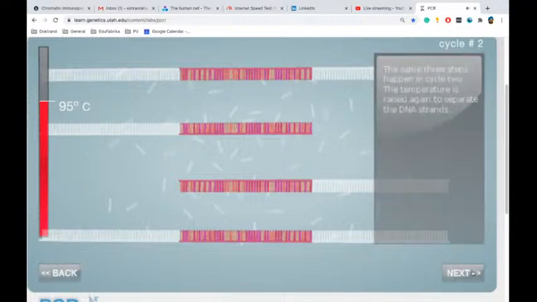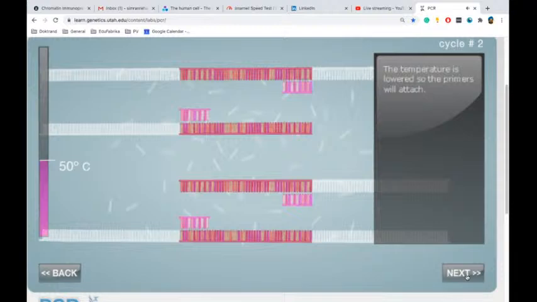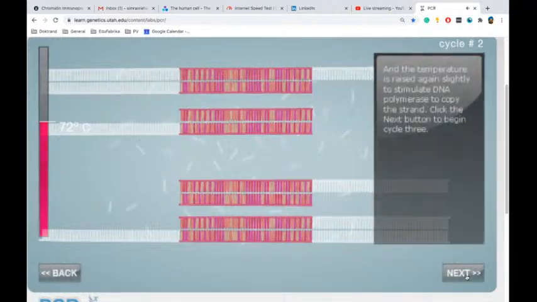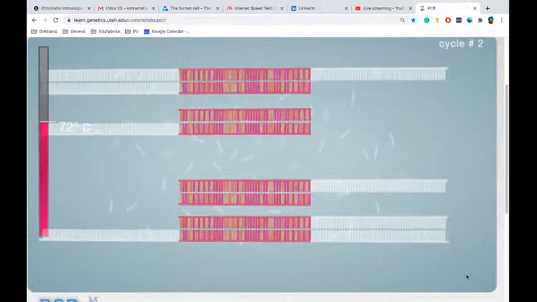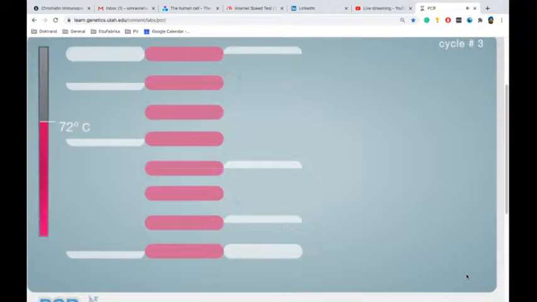Now again, we make 95 degrees Celsius, we separate them, then we make 50 degrees Celsius, then we go for 72 degrees Celsius. Click on the next button, and this way cycles keep going on.